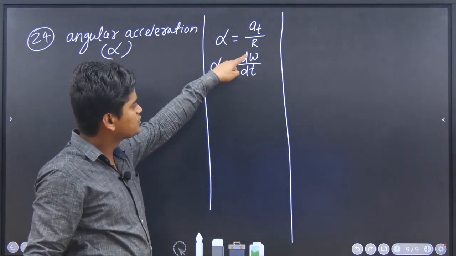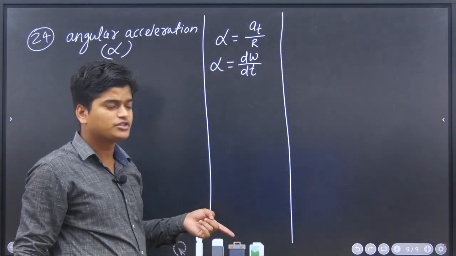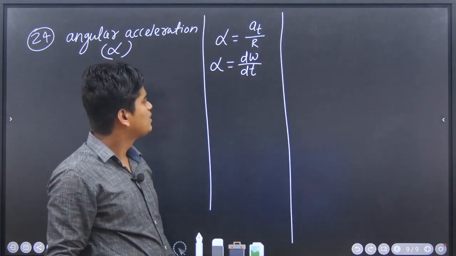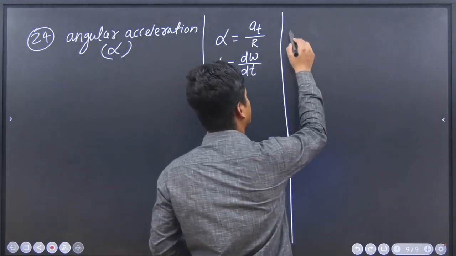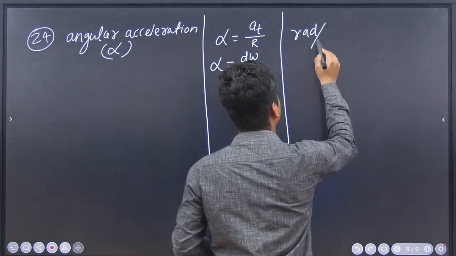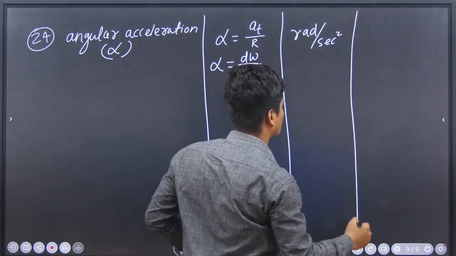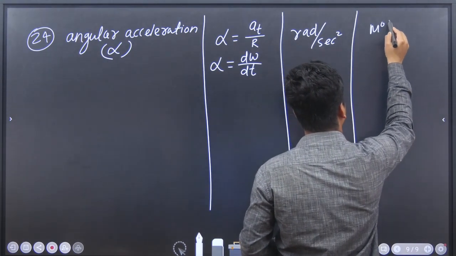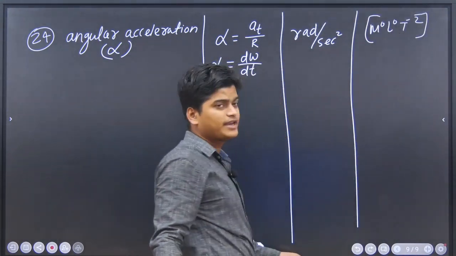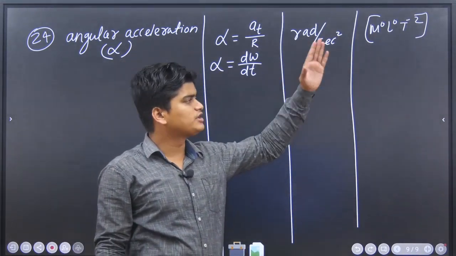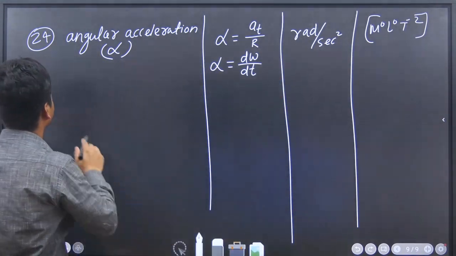Now here you see, the angular velocity unit I already know, that is omega, basically radian per second, and 1 second is there. So I can write the SI unit as radian per second square, or you can write the dimension M0 L0 T to the power minus 2, because radian has no dimension. So M0 L0 T to the power minus 2 you can write.